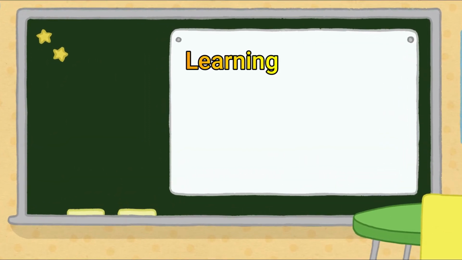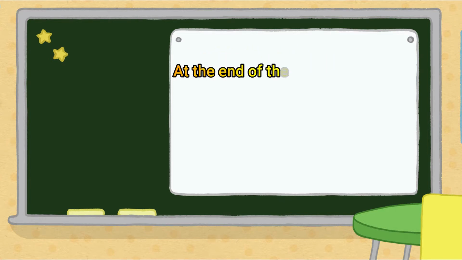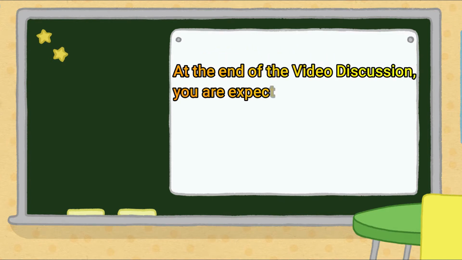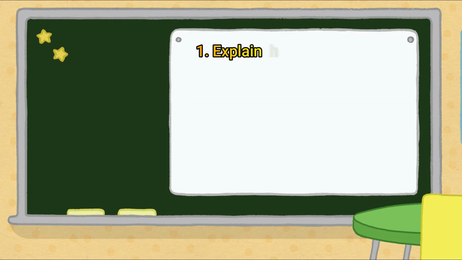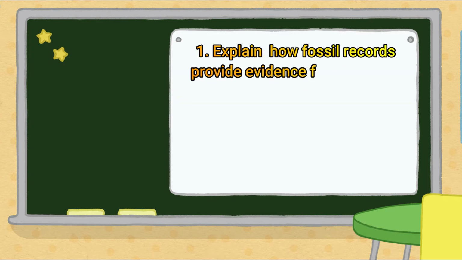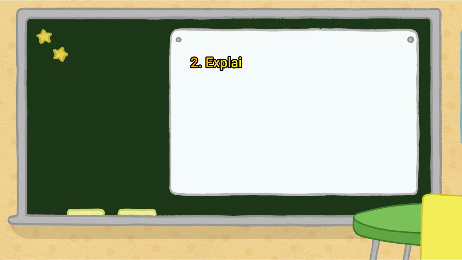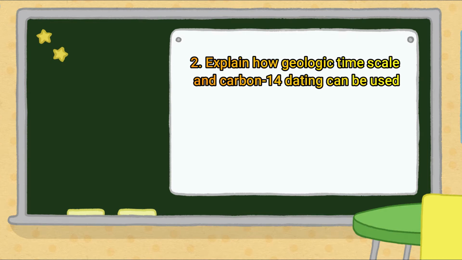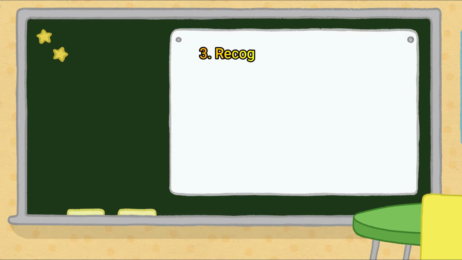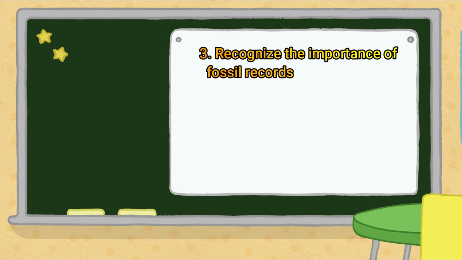First, let us set the learning objectives. At the end of the video discussion, you are expected to: number 1, explain how fossil records provide evidence for evolution. Number 2, explain how geologic timescale and carbon-14 dating can be used in determining the age of fossils. Number 3, recognize the importance of fossil records as evidence for evolution.